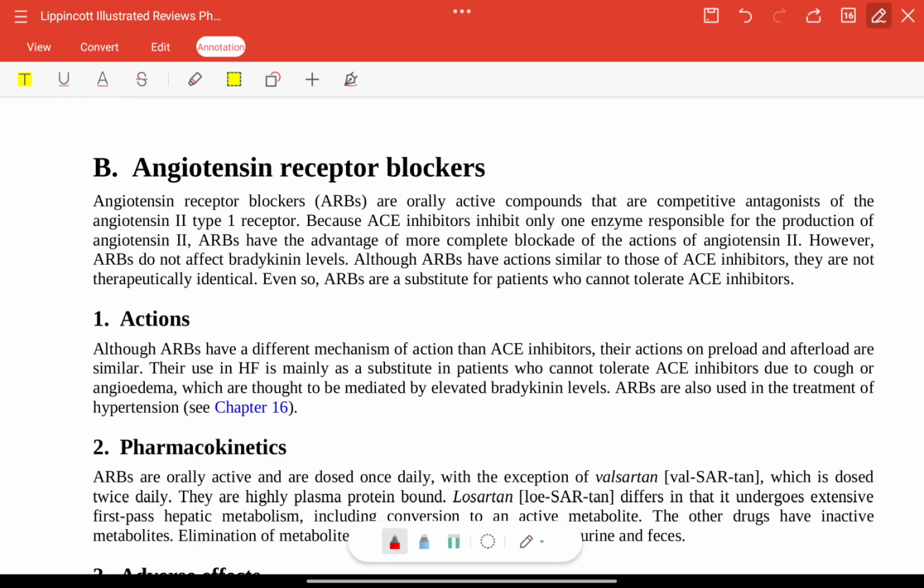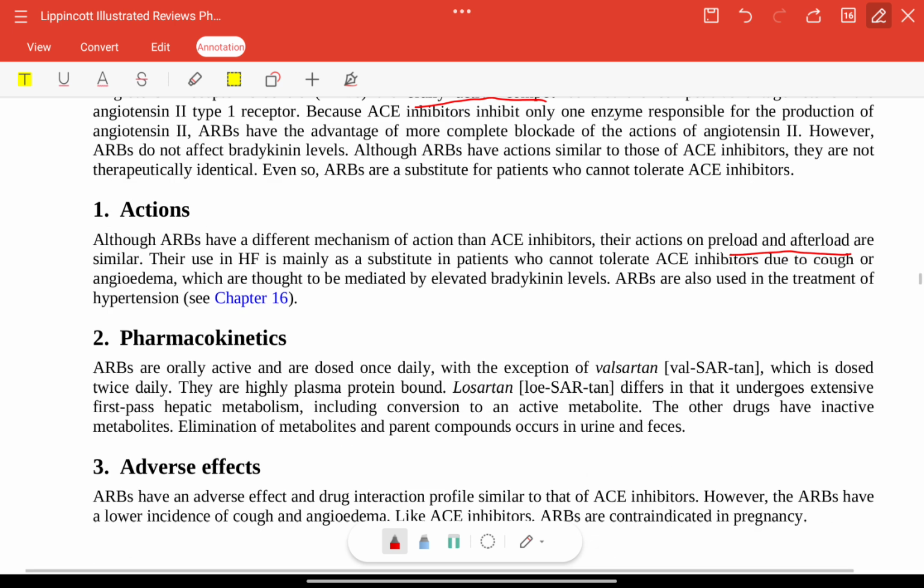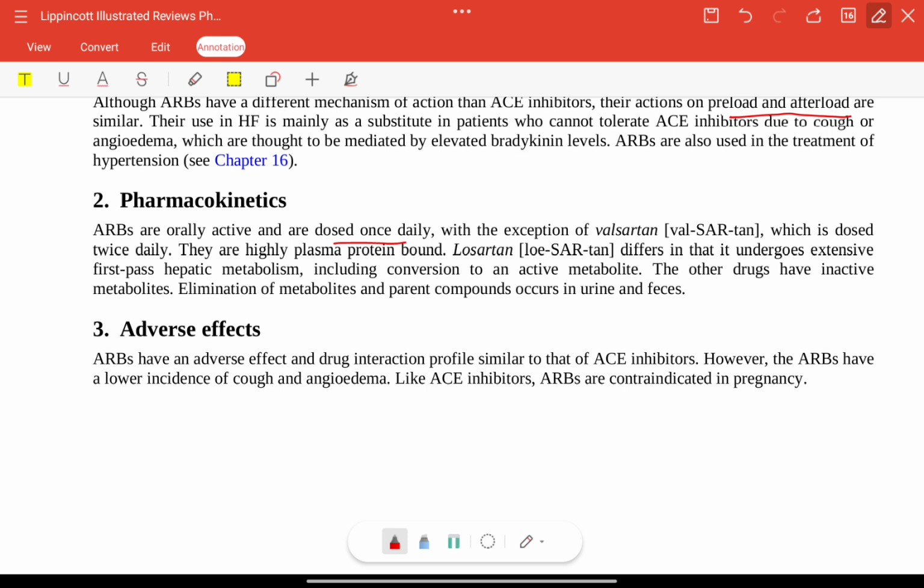Now, angiotensin receptor blockers, ARBs. They are orally active compounds with competitive antagonist actions. Their actions are on preload and afterload. Pharmacokinetics: they have once daily dosing, such as valsartan and losartan. Elimination is through urine and feces.